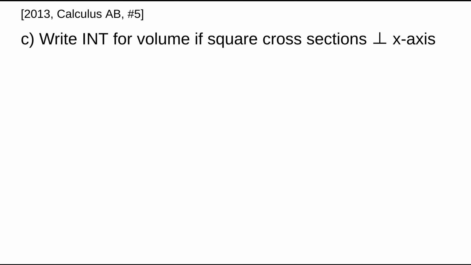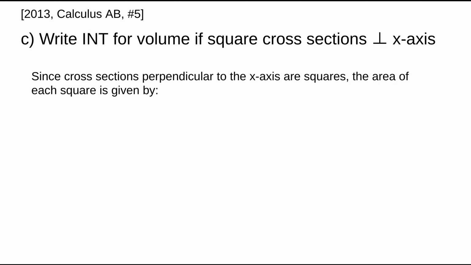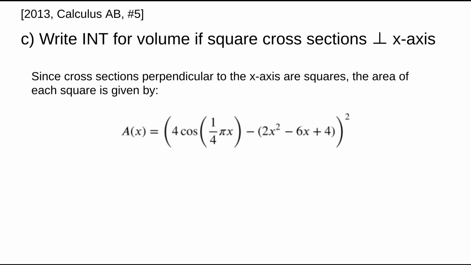In part C of the question, again, we are asked to write an integral, not evaluate one, for the volume of the solid if square cross sections are perpendicular to the x-axis. Since we have cross sections perpendicular to the x-axis, we're going to be integrating with respect to x. But because the cross sections are square, finding the area of each of those squares is relatively simple. The area of each one of those squares will just be the square of the distance between the two graphs, which is 4 cosine pi fourths x minus 2x squared minus 6x plus 4, that whole quantity squared, would give us the area of one of these square cross sections.